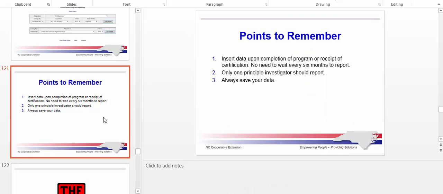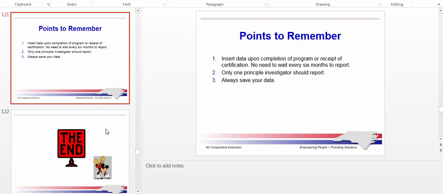Points to remember in this is put in the data upon completion of the program or receipt of certification. Don't need to wait every 6 months. Best thing to remember on these is just report them as they occur. And if you do that, if you sit down once a month and do most of your reporting, some of these oddball sections where you only have something every so often, you can go in and report that when it occurs. And make sure you save your data.